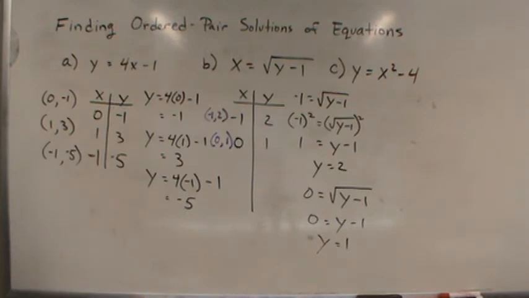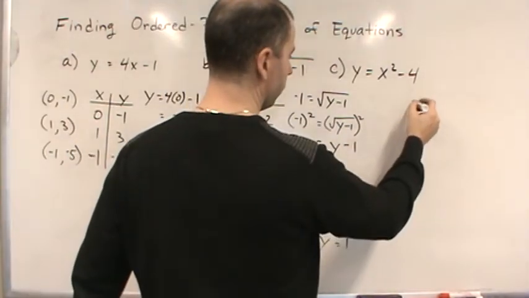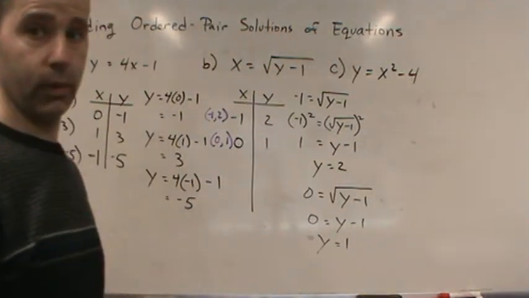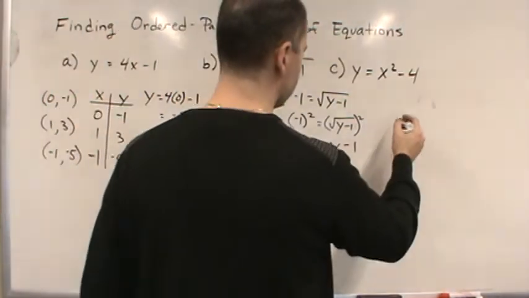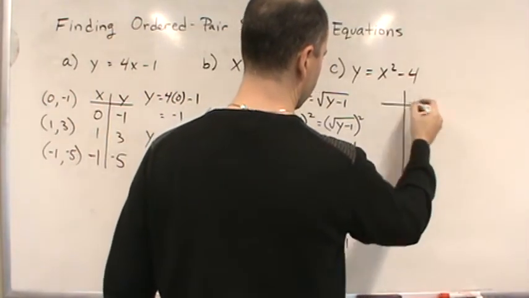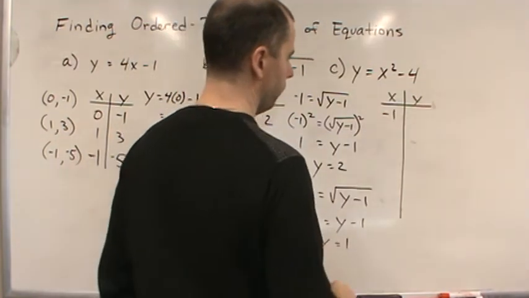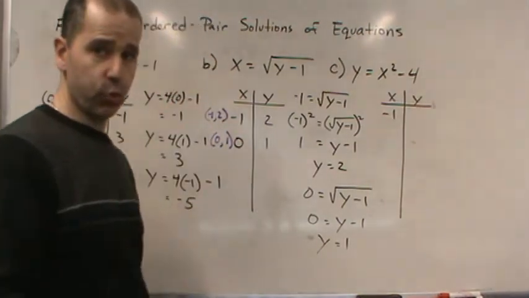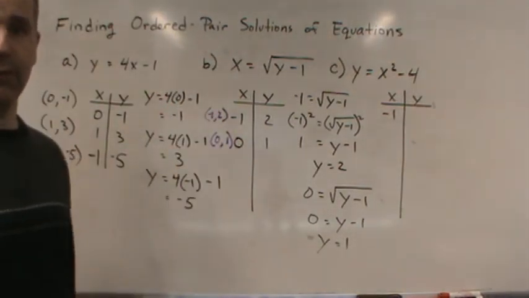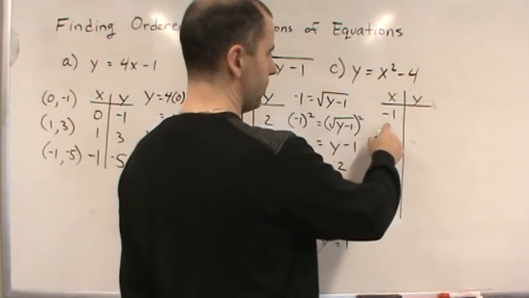Okay, now what about the last one? Okay, here, again, we can plug in values of x. So if I plug in values of x, and let's put negative 1 in here. And again, you can choose whatever numbers you want. There's an infinite number of solutions for these. So let's just choose negative 1.